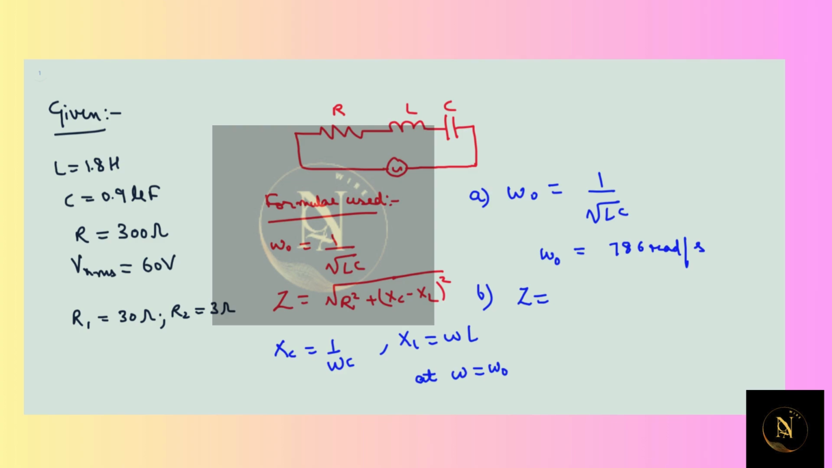At this value, we know that XC is equal to XL. Therefore, Z equals R, which is equal to 300 ohm. So at resonance frequency, we have XC equal to XL.